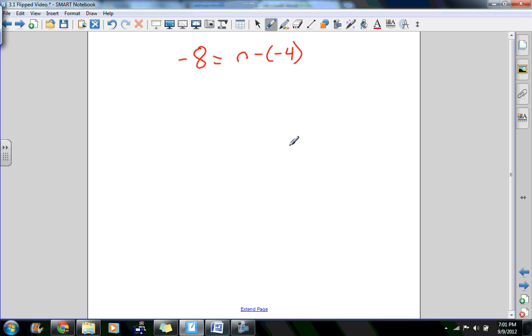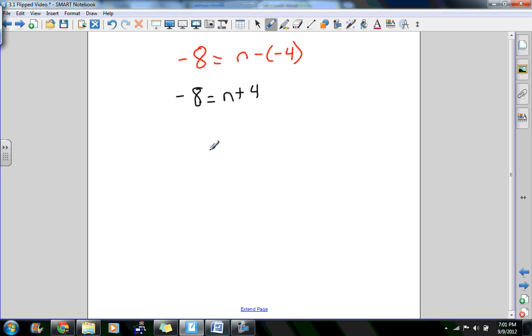For the next problem, before we even start, I see a minus, a negative with a weird parentheses here. I know that subtracting a negative is the same thing as addition, so I'm going to go -8. Oops, I just messed up my screen there. -8 equals n plus 4.